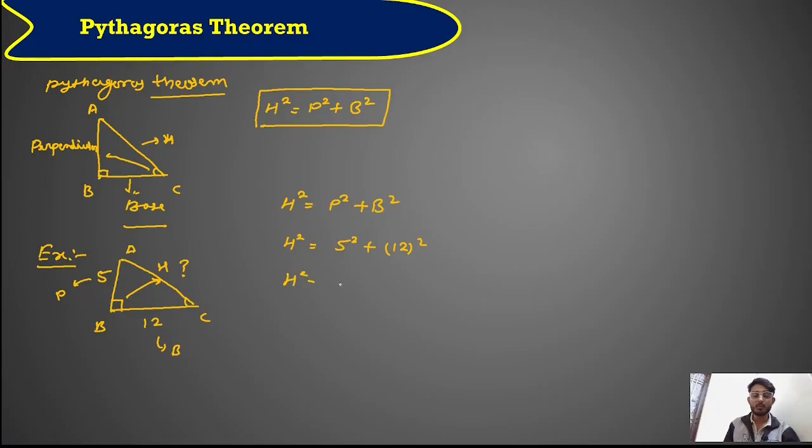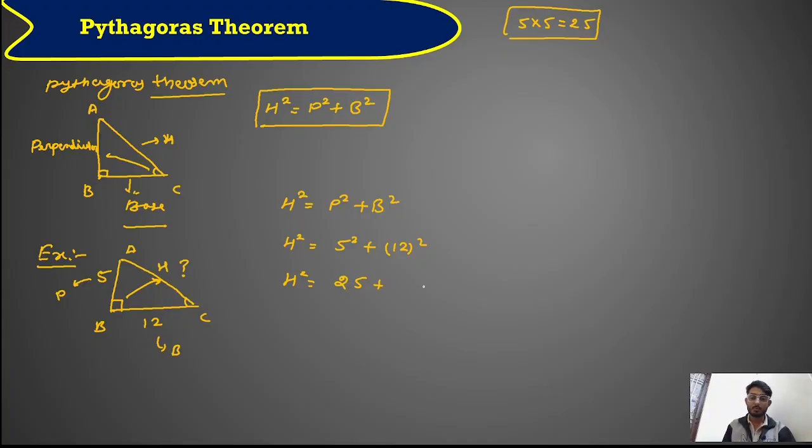H square equal to 5 square means 25. How can you find the square of 5? You can find the square of 5 as 5 into 5. That means you will get 25. It means if the power of any number is 2, you have to multiply that number 2 times. If the power of this number is 3, you will multiply that number 3 times.